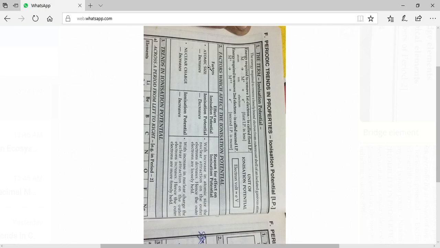So how will atomic size affect it? As the atomic size increases, ionization potential decreases. As usual, you know that if you move from up to down, atomic size will increase. Arjit, here you can see that what I explained, its proof is here, that ionization potential will decrease. Reason for the effect: as atomic size increases, ionization potential decreases.